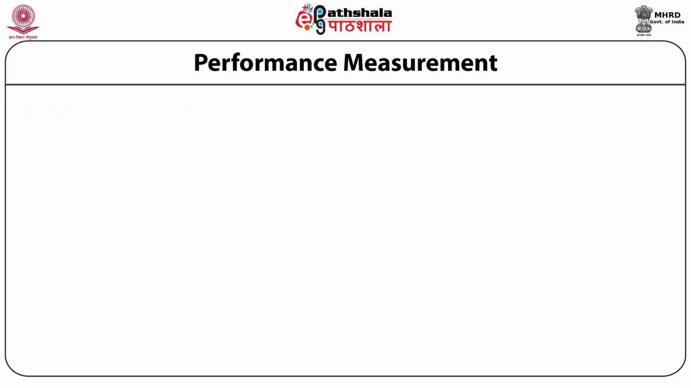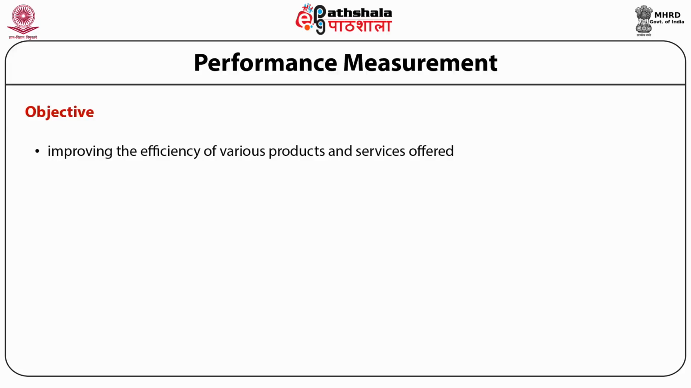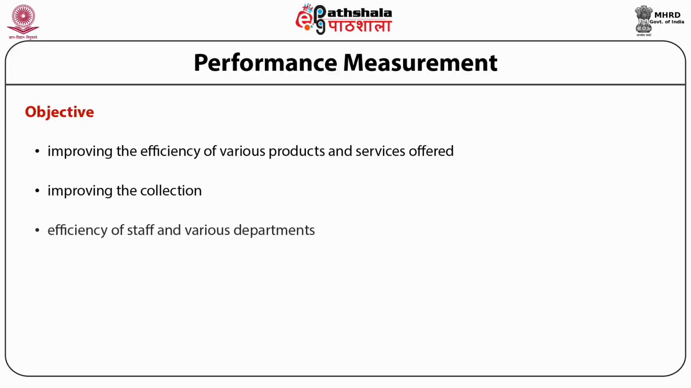Thus, performance measurement in libraries helps in detecting and correcting problems in achieving goals and objectives of the library, improving the efficiency of various products and services offered, and improving the collection, and the efficiency of staff and various departments. Thus, the overall objective of performance measurement is to increase the efficiency of a library.